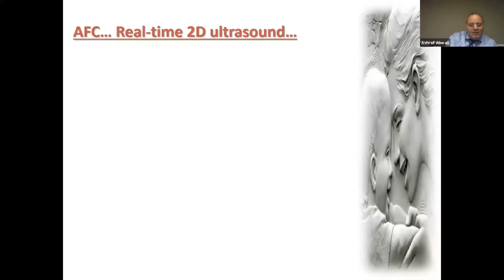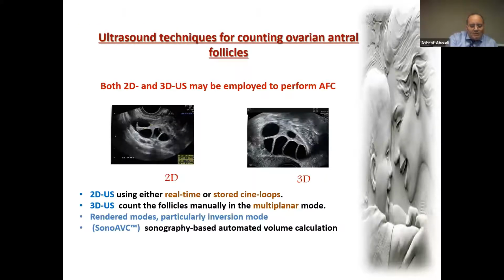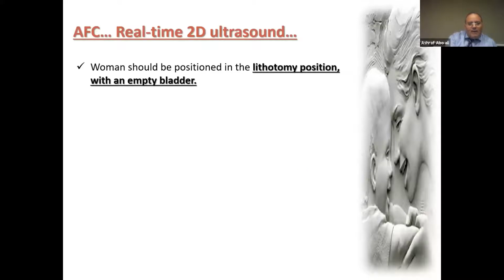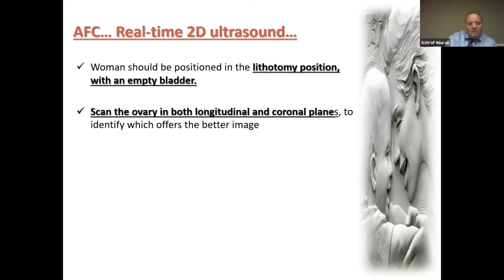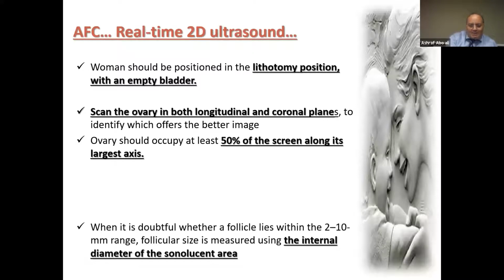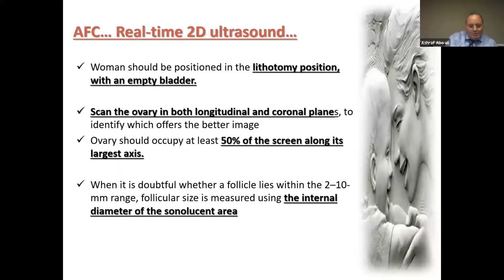We can also use the SonoAVC, which is a new development in the new ultrasound machines based on volume calculation. We should position the patient in the lithotomy position with an empty bladder and scan the ovaries in both longitudinal and coronal planes. And very important, you should have the ovary occupying at least 50% of the screen along its long axis to be able to see the antral follicle count very well.